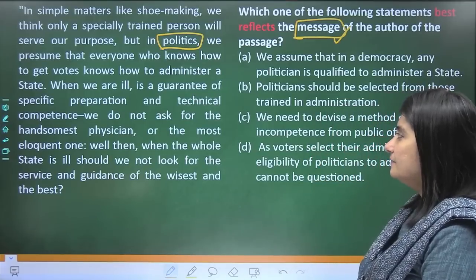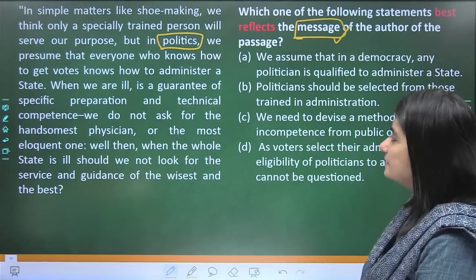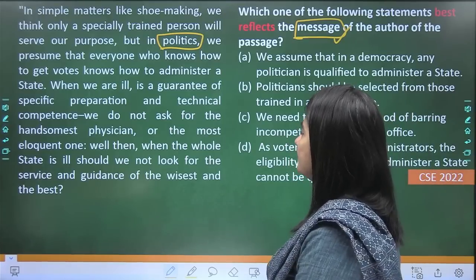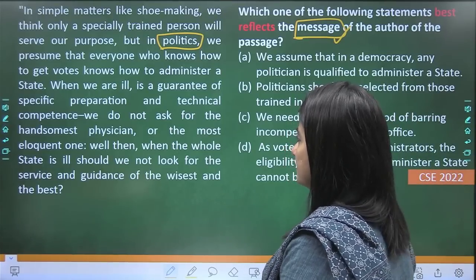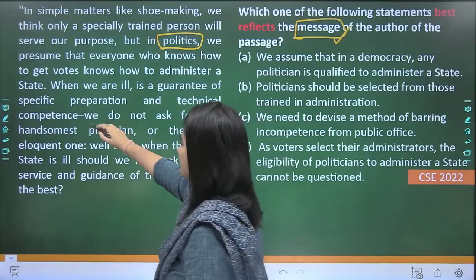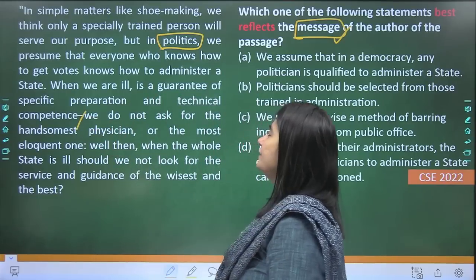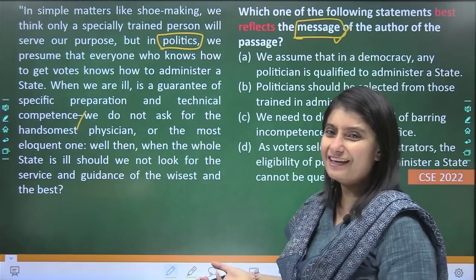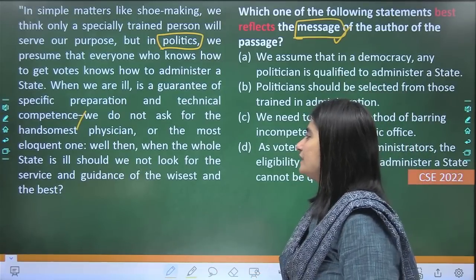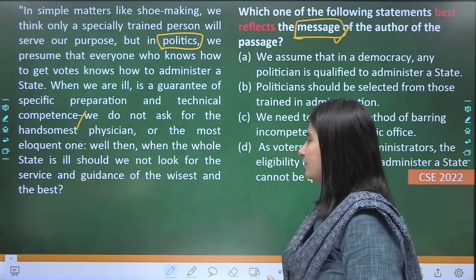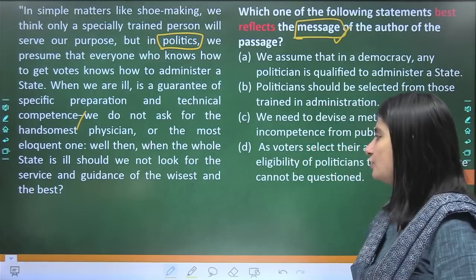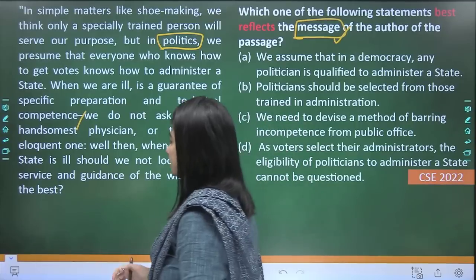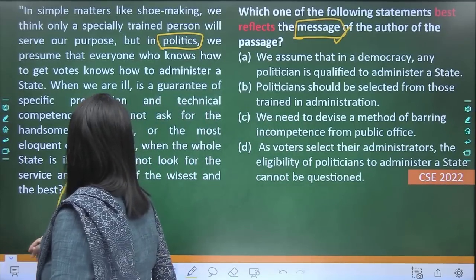When we are ill, we ask for a guarantee of specific preparation and technical competence. Yes, we look for a doctor, right? We do not ask for the handsomest physician, no one does, right? Or the most eloquent one. Well then, when the whole state is ill, should we not look for the service and guidance of the wisest and the best? So here, what is the author doing?